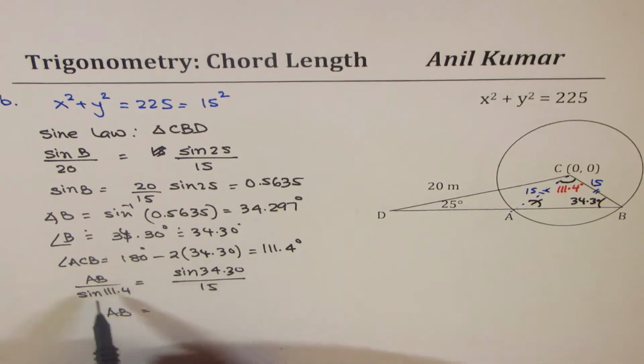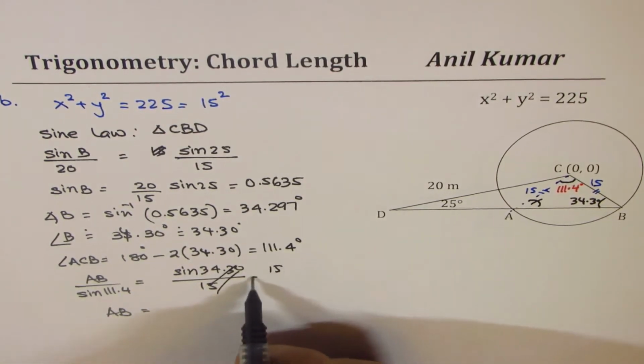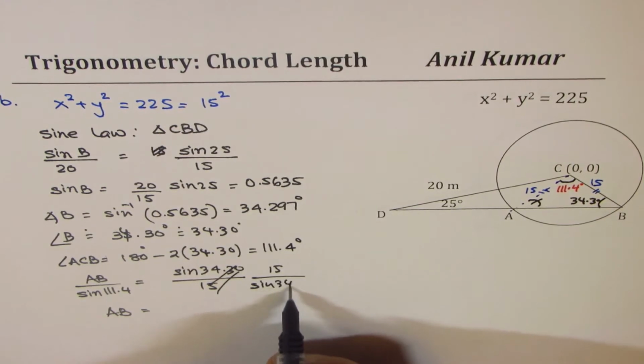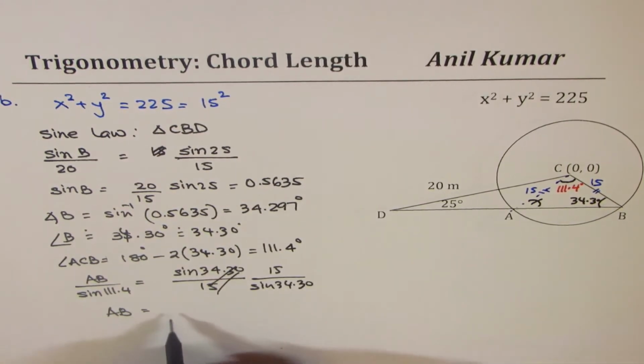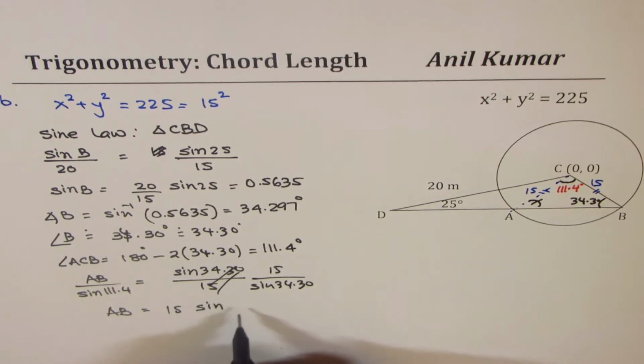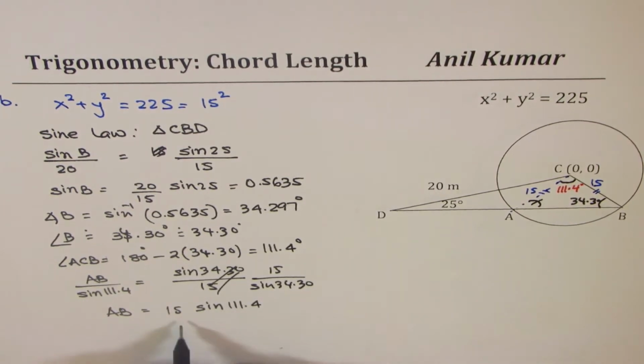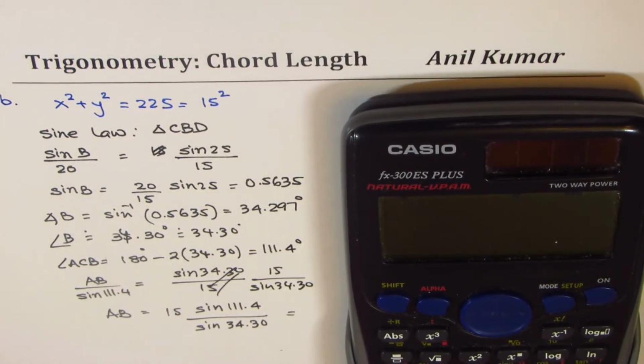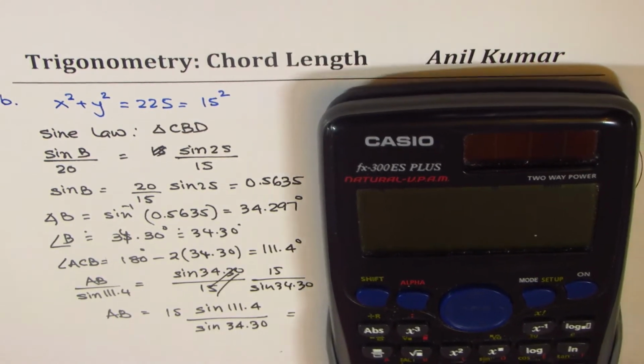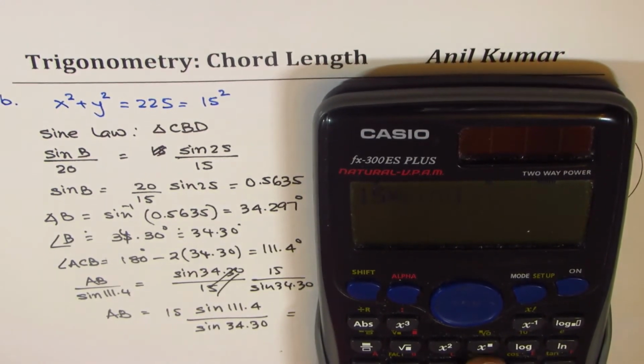we applied it wrong. So I should have written 15 over sine of 34.30, correct? So AB is 15 times sine of 111.4 divided by sine of 34.30. So whenever you take this ratio, you have to be careful. Either you keep the lengths up or you keep the sines of angles in the numerator, right? 15 times sine of 111.4 divided by sine of 34.30.